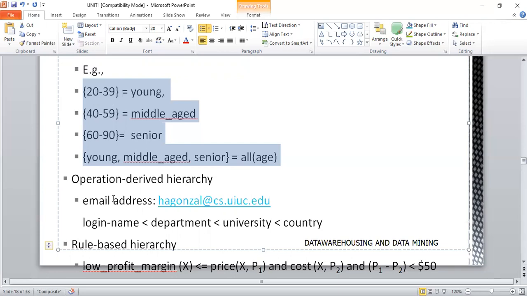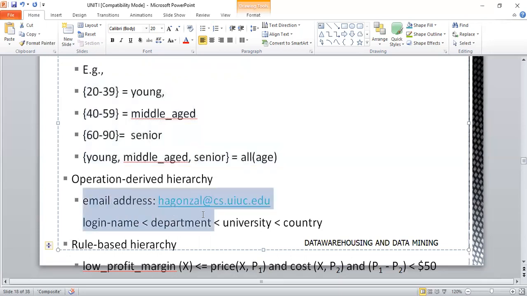So suppose you are having a large amount of data set available with you of email addresses. From those email addresses, you want to analyze a particular country, then you can extract the information from those email addresses. And on those concept hierarchies, you can perform different operations to extract the information. Last one is your rule-based hierarchy.